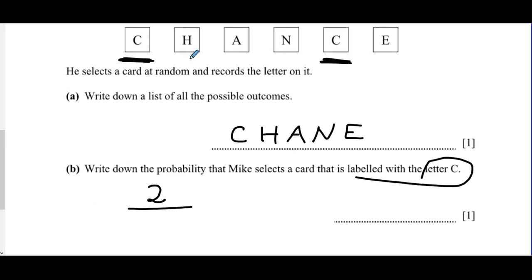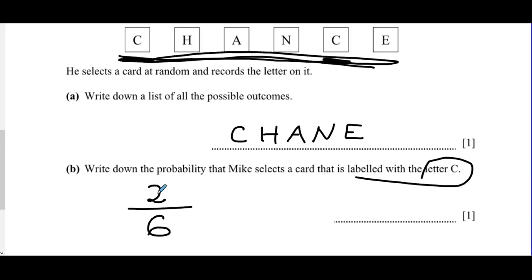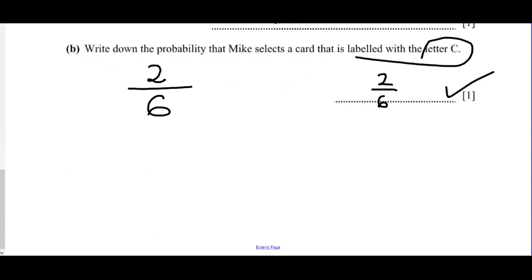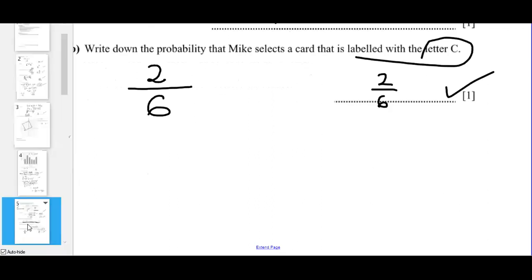And how many cards does Mike have? Mike has 6 cards. So the probability will be 2 out of 6. Go ahead and write 2 out of 6 there. When you do that, you get your 1 good mark. All right, let's continue.